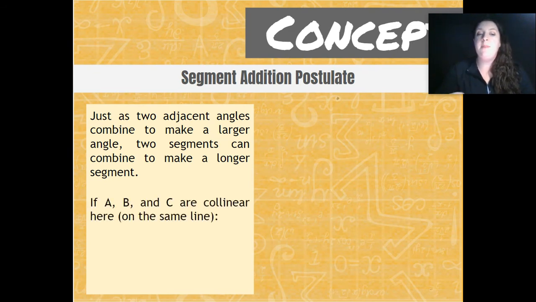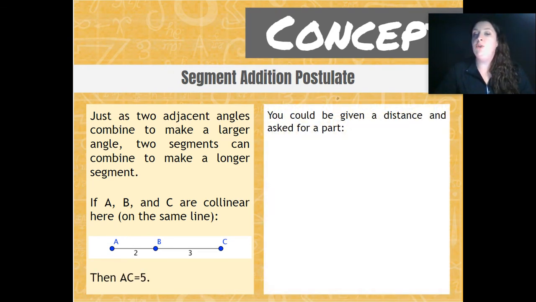So if A, B, and C are collinear here, collinear means they're all on the same line, you can see that from A to B, you have 2. From B to C, you have 3. So what would A to C be? How would we figure that out? So you're going to add your 2 line segments together. 2 plus 3 is 5. So that means line AC is 5. Makes sense.